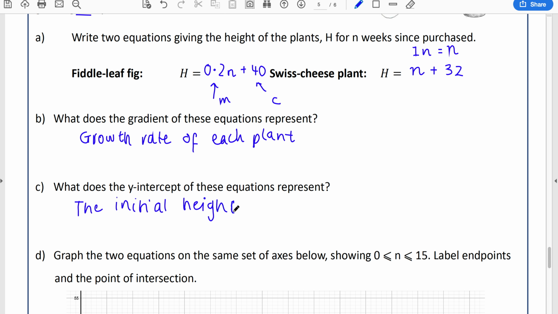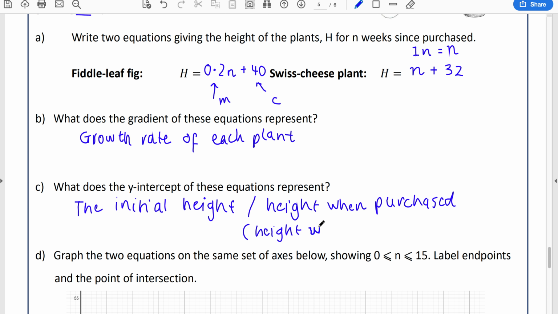So I write initial height, but we mean, of course, height when purchased. Or the height when n is 0. That's another way to look at it. Height when n equals 0. So when no time has passed, in other words.